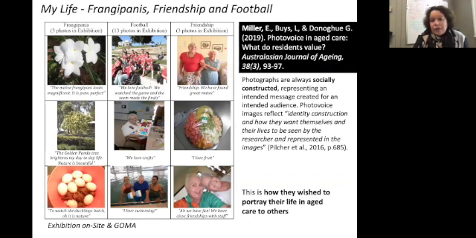What's striking here, I guess, is that there are not that many negative images. Sometimes when we think about aged care and residential aged care and nursing homes, often the narrative is predominantly negative, but there are no or very few negative images here. We have to remember that photographs are, as Pink will argue, socially constructed. They represent how people want to be seen by others, and this is how our participants wanted to portray their life in aged care.